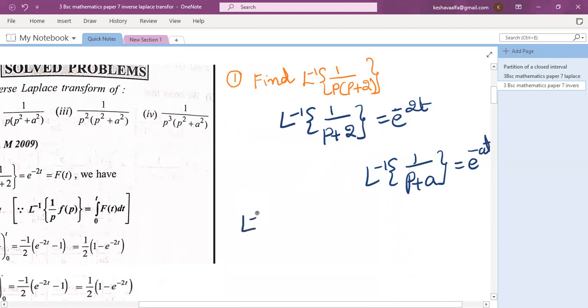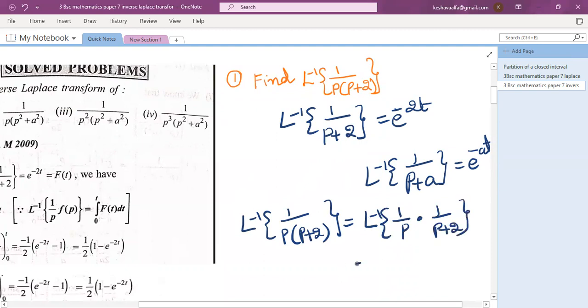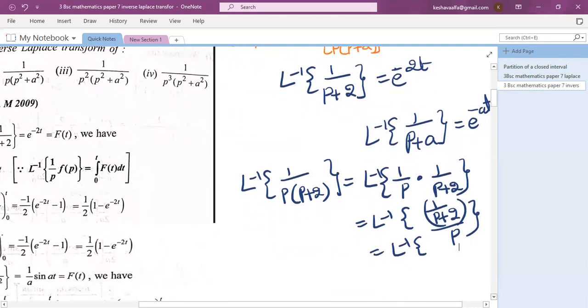So now L inverse of 1 by p into p plus 2 can be written as L inverse of 1 by p into 1 by p plus 2. Here 1 by p plus 2 is f of p, so it is also written as f of p divided by p. That is nothing but L inverse of f of p by p, which is the division by p formula, that is integral 0 to t f of t dt.